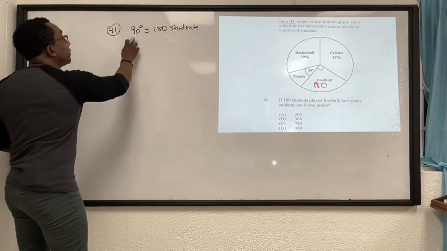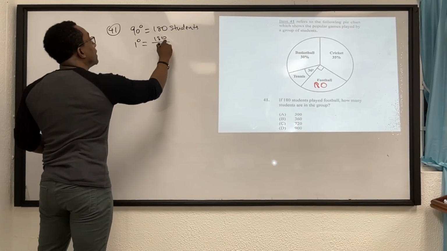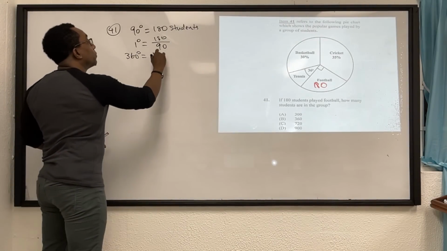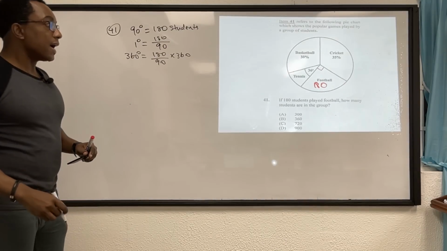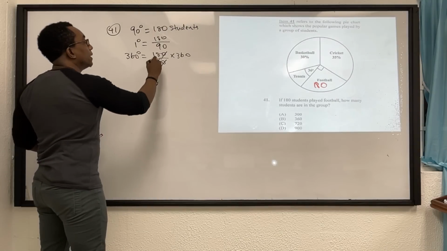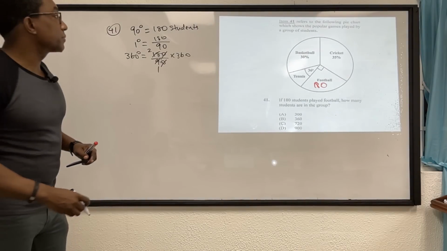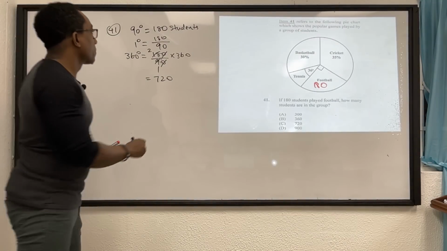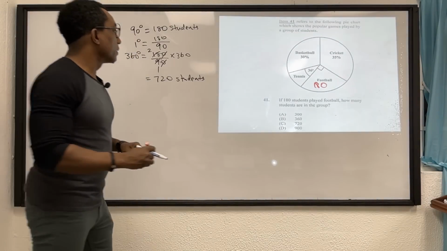So if 90 degrees is 180 students, 1 degree will be 180 over 90, and therefore 360 degrees will be 180 over 90 times 360. And this will give us, 2 zeros go, 2 zeros go, 9 into 9 is 1, 9 into 18 is 2, and 2 multiplied by 360 will give us 720 students. Whose answer is C.